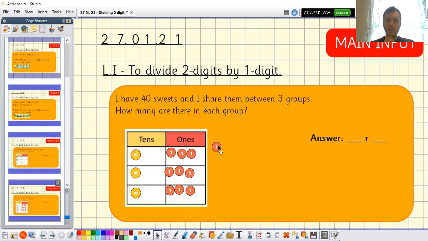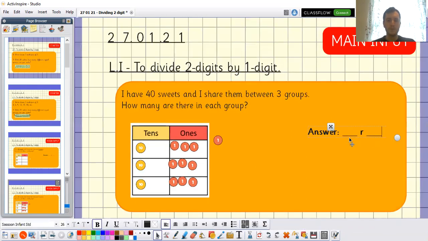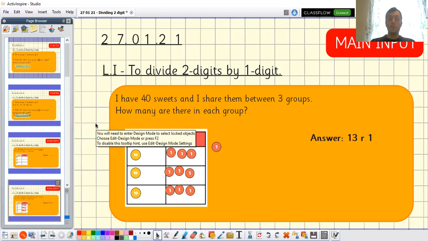Some of you should have spotted the answer by now. If I have 40 sweets and I share them between 3 groups, how many in each group and how many left over? It'd be 1 ten and 3 ones, so that's 13. And what's my remainder? 13, remainder 1, because we have 1 left over. Well done if you got that for that one.